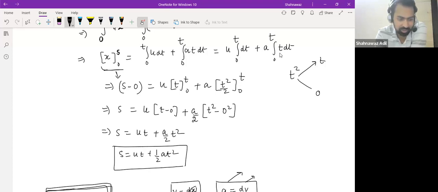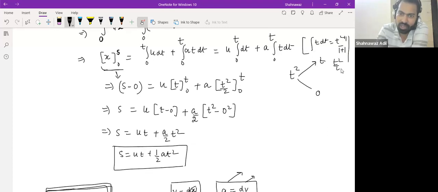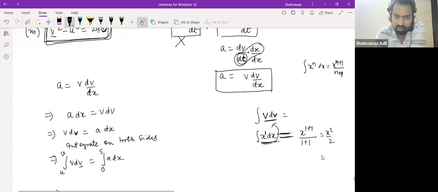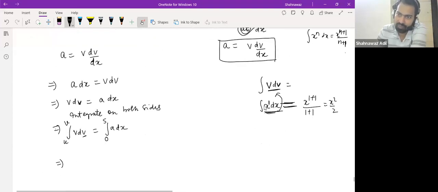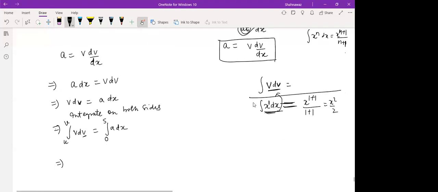So you guys have to ask, sir, how did you get this answer? So this is t dt, right? So this would be t to the power 1 plus 1 divided by 1 plus 1. So t square by 2. Similarly, we have, did you get this point, Ilham? Yes, I got it now.